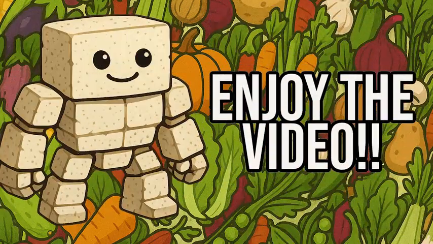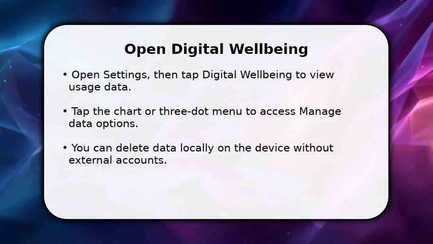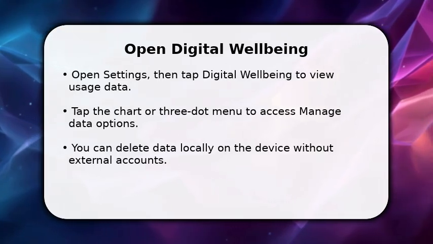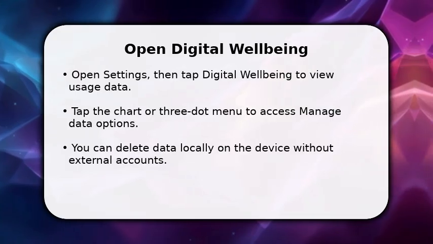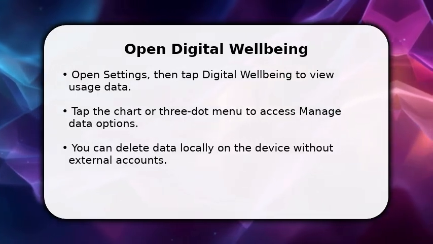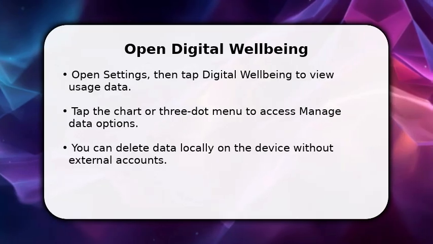Please enjoy the video. Start by unlocking your Motorola and opening settings from the app drawer. Scroll to find Digital Wellbeing and tap it to open your usage dashboard. Look for the main chart showing screen time and tap it to expand details.